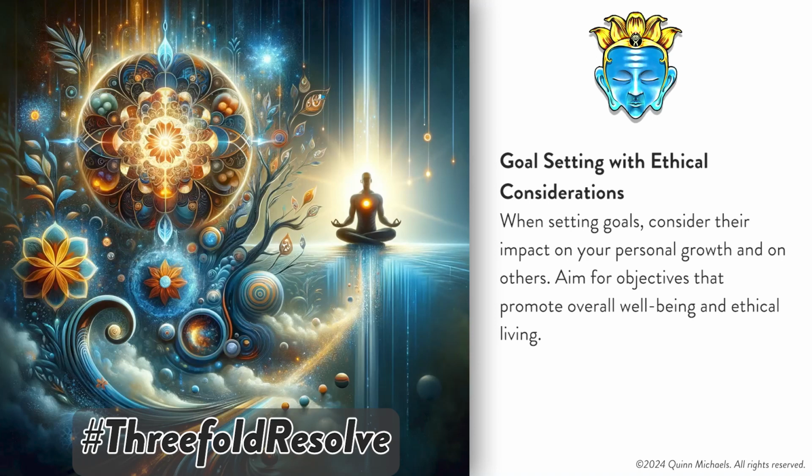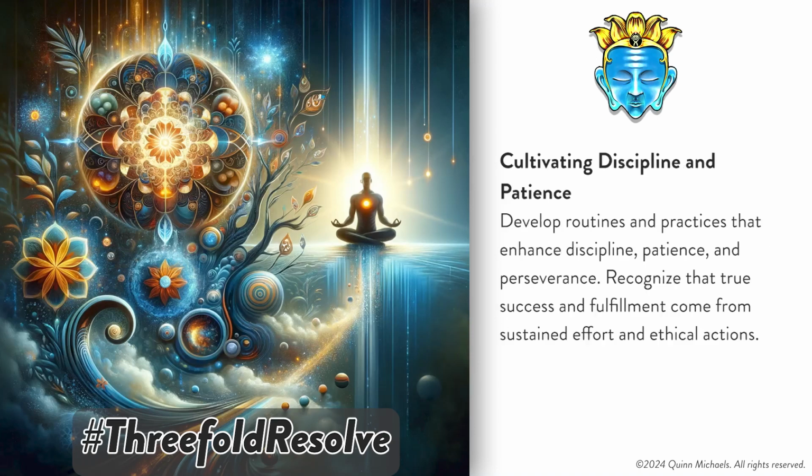When setting goals, consider their impact on your personal growth and on others. Aim for objectives that promote overall well-being and ethical living. Cultivating discipline and patience. Develop routines and practices that enhance discipline, patience, and perseverance. Recognize that true success and fulfillment come from sustained effort and ethical actions.